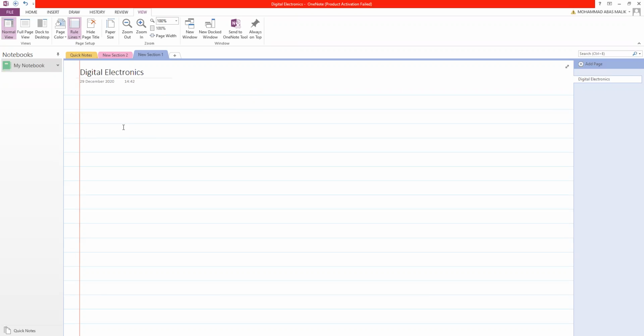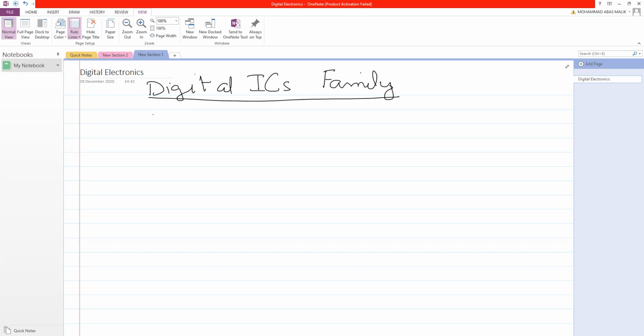Today, I will discuss digital IC families. So we're going to start with digital IC families. Today's topic is digital ICs family. Before discussing in detail about the same, we must know what an IC is. So I will discuss a little bit about ICs.